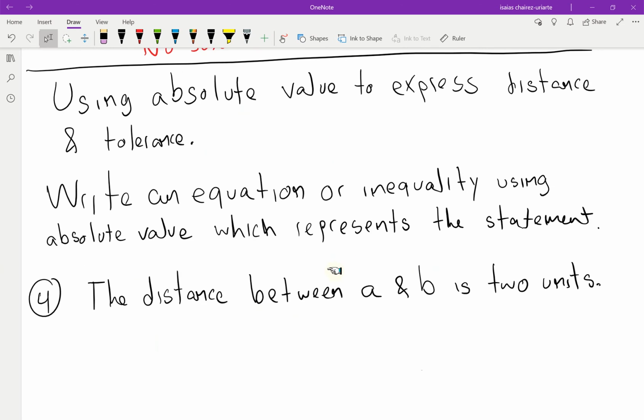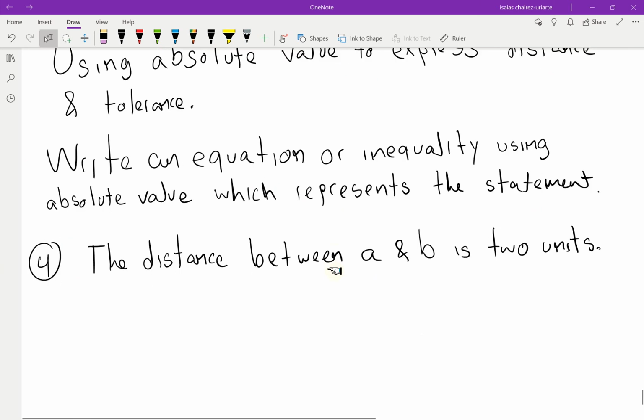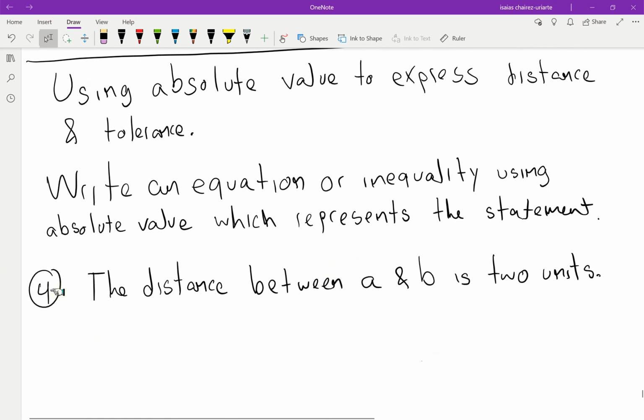Okay, so let's move on then. Let's use absolute value to express distance and tolerance. So here's a couple of exercises. What you're supposed to do is write an equation or an inequality using absolute value which represents the statement given to you. Here's the first statement. The distance between A and B is 2 units. And you want to use an absolute value equation to express this statement. The distance between A and B is 2 units.